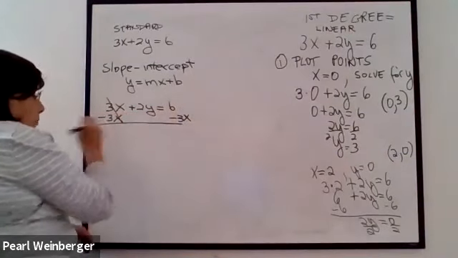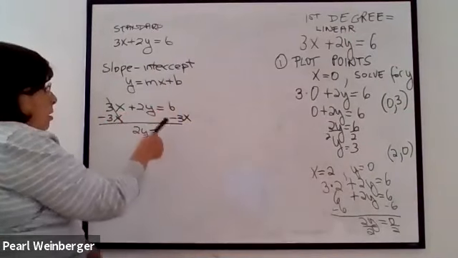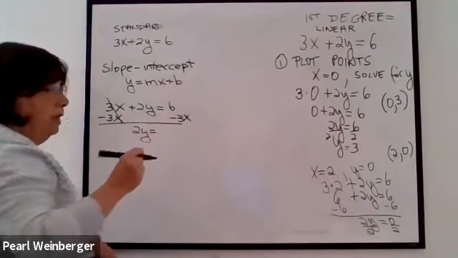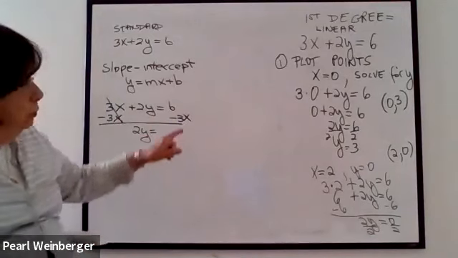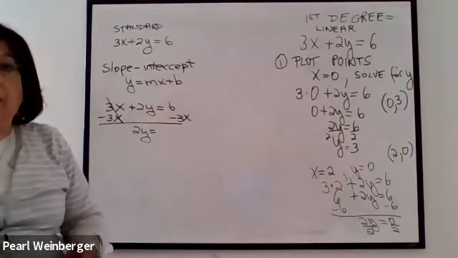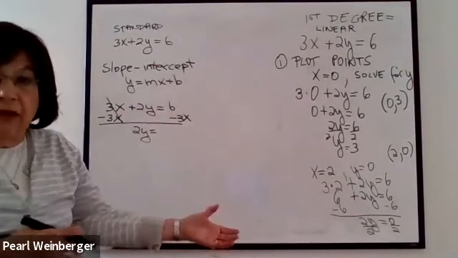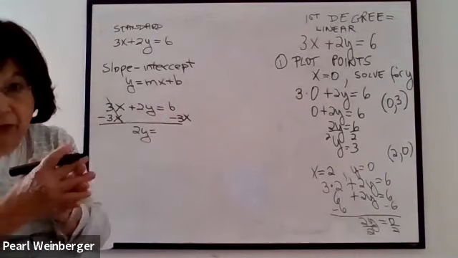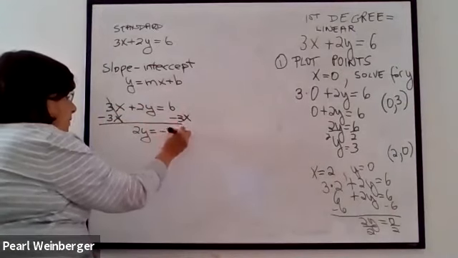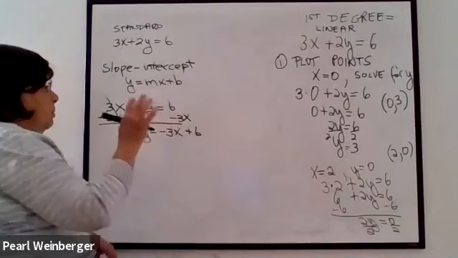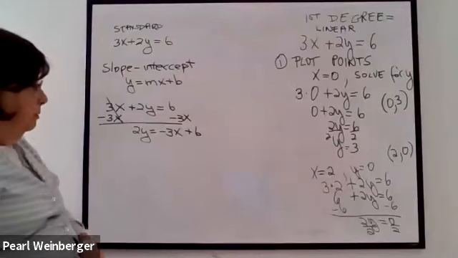Now that's going to get rid of the 3x, and I'm going to be left with 2y. Over here, I have a 6 and a negative 3x. Those are not like terms. They can't be combined because this one has an x and this one doesn't. It doesn't matter if you put the 6 first and the negative 3x second, but to get it in the format that we want, we're going to first put the negative 3x, and then the plus 6. We want to have the x term first and the number without any x second.